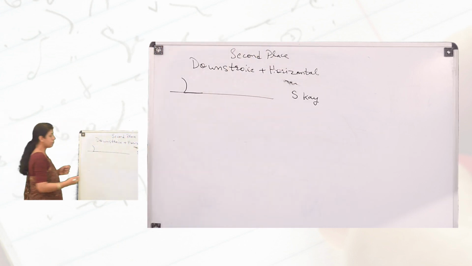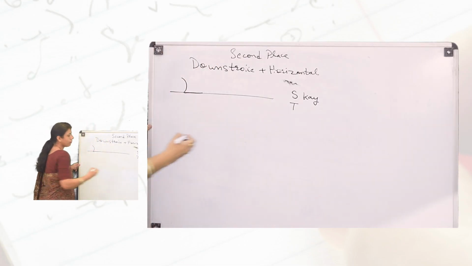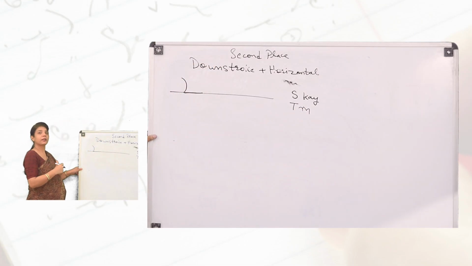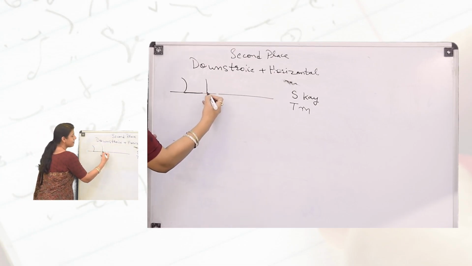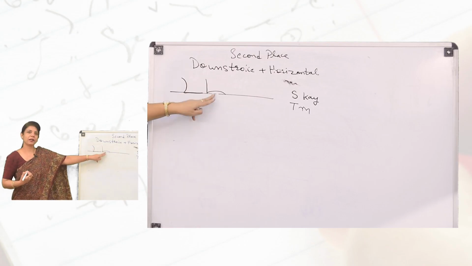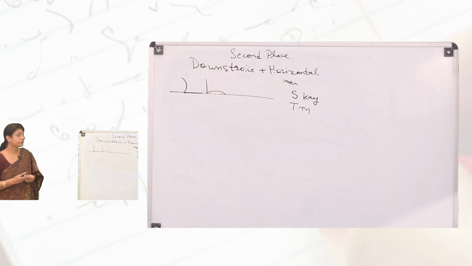Now next example, T is a downstroke, M is a horizontal. Now at second place, T must be on the line, and wherever T ends, M begins. So this is the joining of T and M on the line at second place.